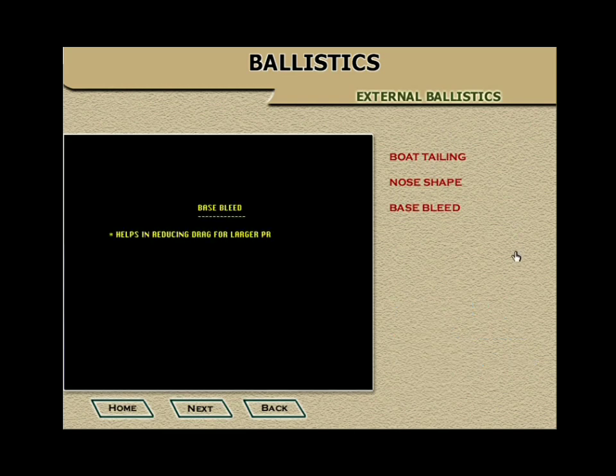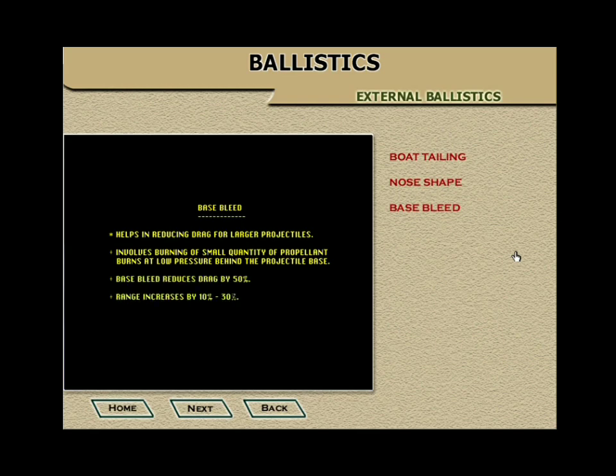Base bleed. It helps in reducing drag for larger projectiles. It involves burning a small quantity of propellant fitted into the rear of a projectile. The propellant burns at low pressure behind the projectile base. The base bleed reduces drag by 50% and the range increases by 10 to 30%.